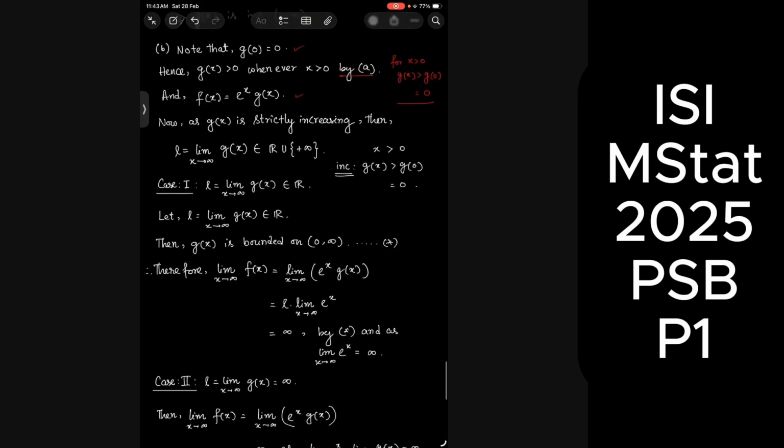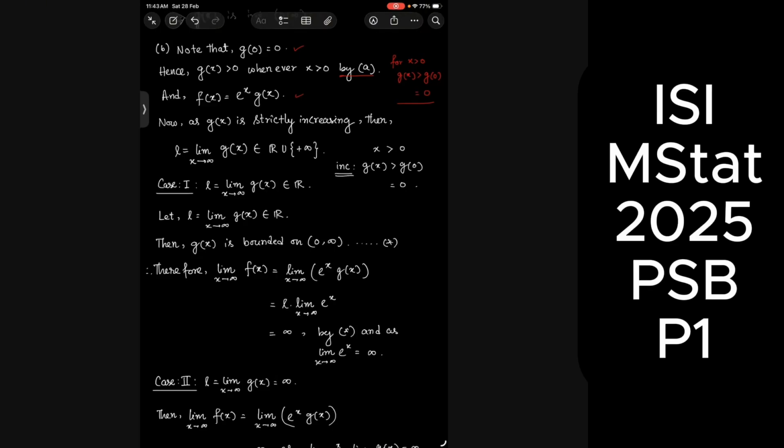Then we are assuming, as g x is a strictly increasing function, the limit may be a real number or it doesn't exist as a finite value. These are the only possible options for an increasing function. Do you agree? If g is bounded, then it will be a real number, or otherwise, if it is unbounded, then the limit of g x will tend to infinity. Do you agree on that? Yes, sir.